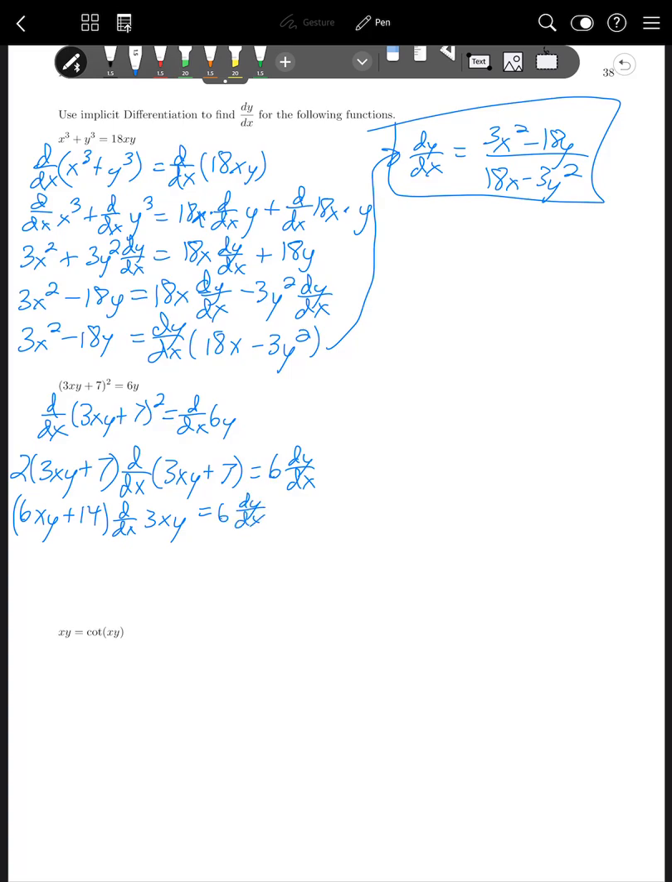And now we have to use the quotient rule. I mean the product rule, sorry, because that's a product. So it'll be 3x times the derivative of y with respect to x plus the derivative of 3x times y.